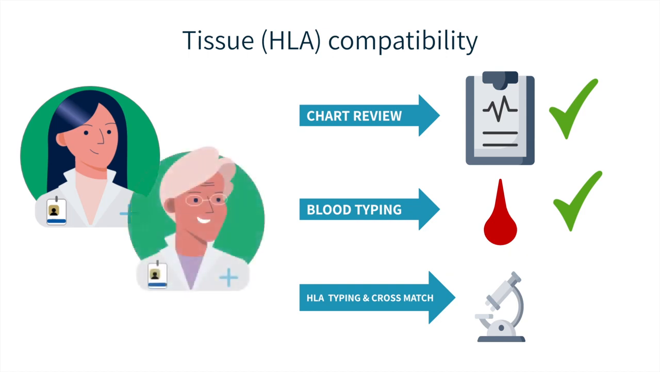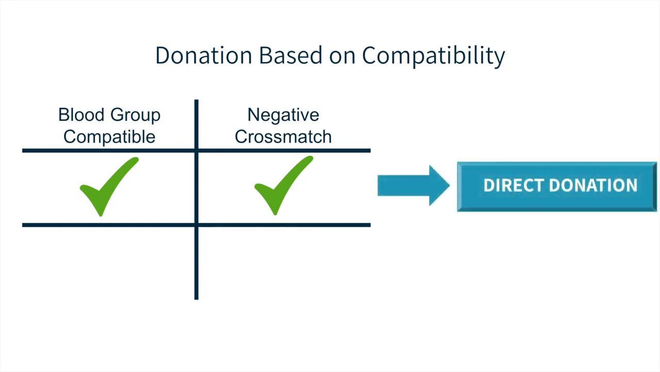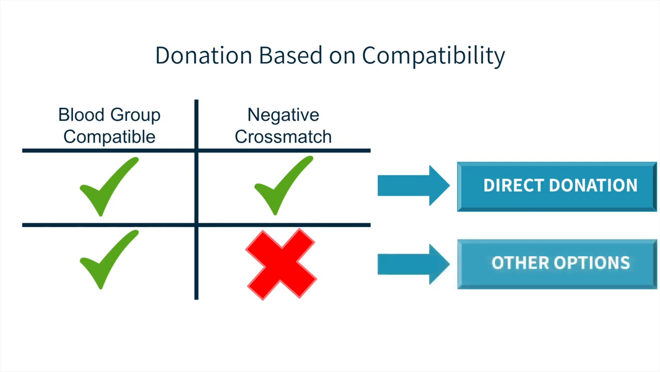To summarize, if you are blood group compatible and have a negative cross-match, you are considered compatible with your recipient and you can directly donate to them if you are suitable to donate. This is called direct donation. If you are blood group compatible but the cross-match is positive, there is a higher chance that your recipient's body may reject your donated kidney. You can still be a living kidney donor, although you cannot donate directly to your recipient. Other options are available and will be discussed next.